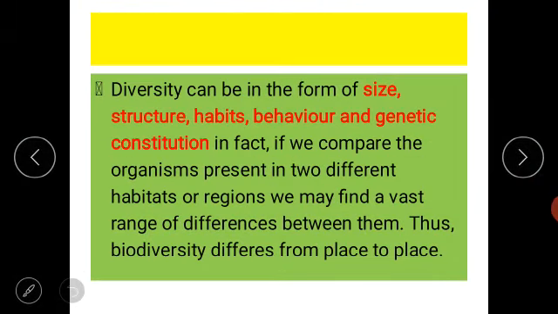Diversity can be in the form of size, structure, habits, behavior, and genetic construction. Diversity is dependent on what? Size, structure, habitats, behavior, and genetic constitution. In fact, if we compare the organisms present in two different habitats or regions, we may find a vast range of differences between them. Thus, biodiversity differs from place to place.